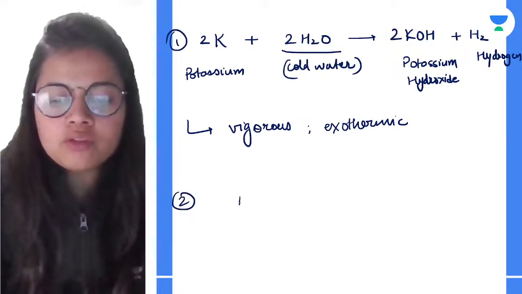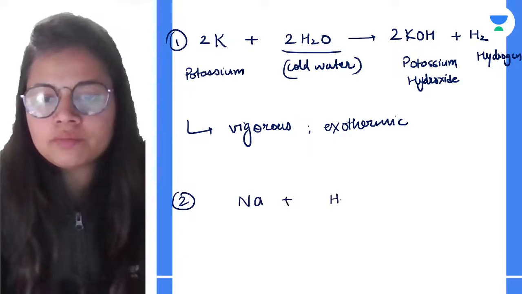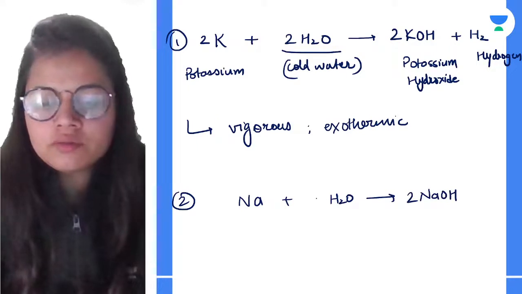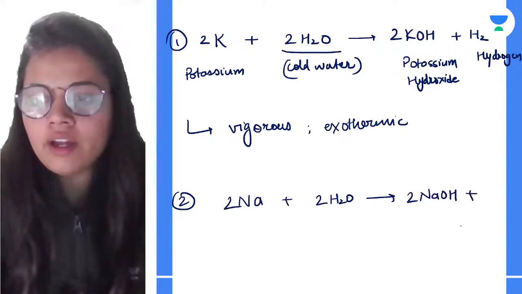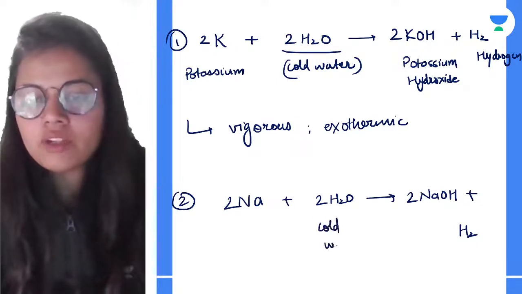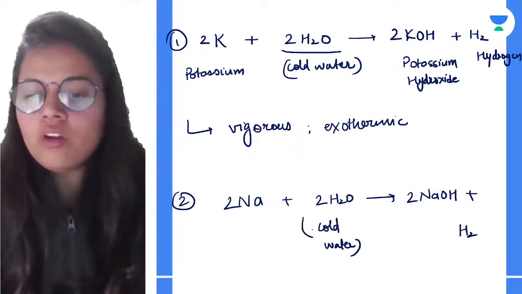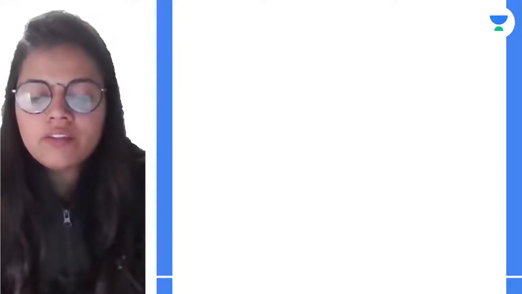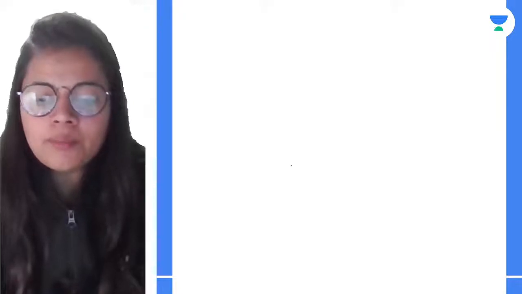If I talk about sodium, it will again form sodium hydroxide and hydrogen. Again you need to mention which type of water we are taking. We are taking cold water. Hope that this is very much clear. Next, about the conditions: again this is exothermic but comparatively less than potassium. It is also less vigorous, but it catches fire.